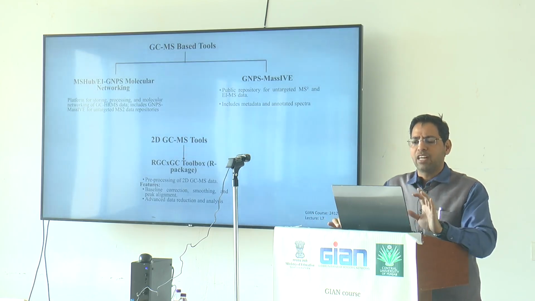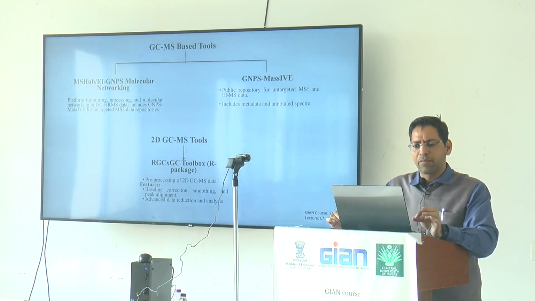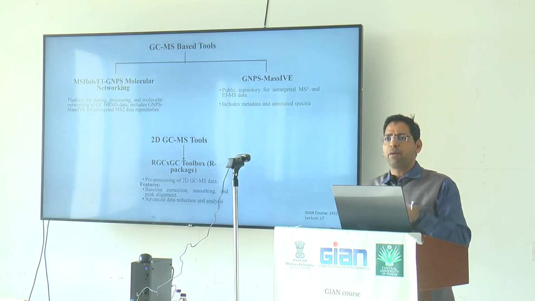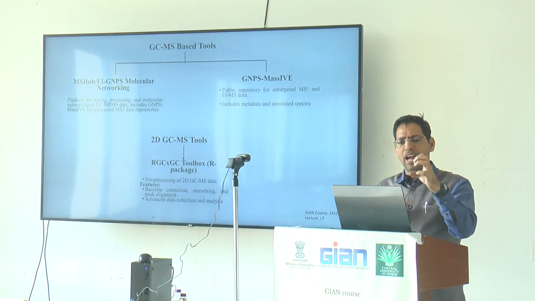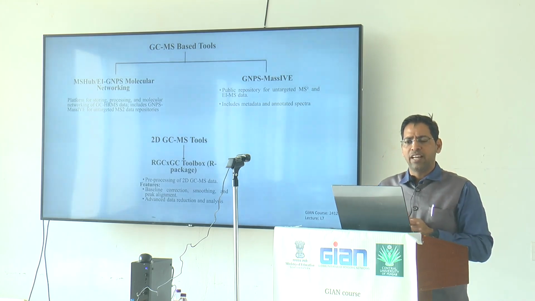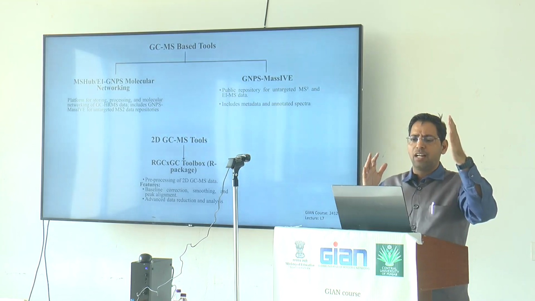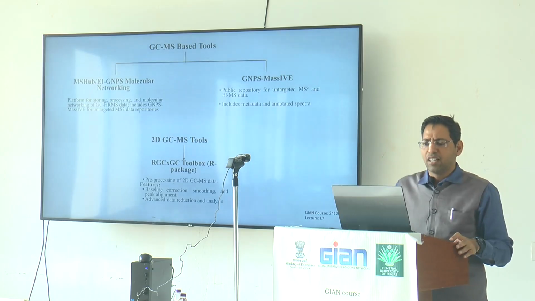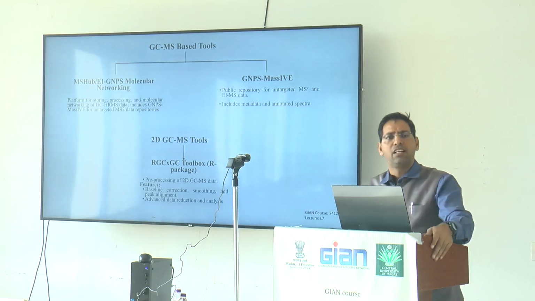GCMS tools, we differentiate all the GCMS tools basically in 2 different categories. The first one is the MS Hub, EIGMPS molecular networking. So this platform has enough ability to store, process, and build molecular networks of the GC-HRMS data, high resolution mass spectroscopy. This is not only the GC, it is MS also. So both are integrated.